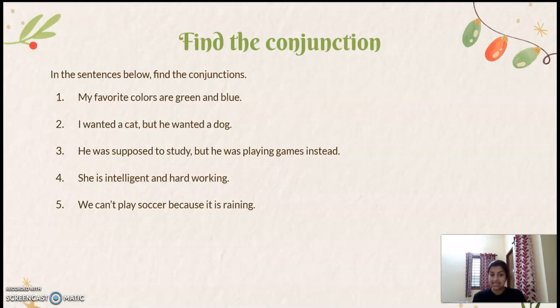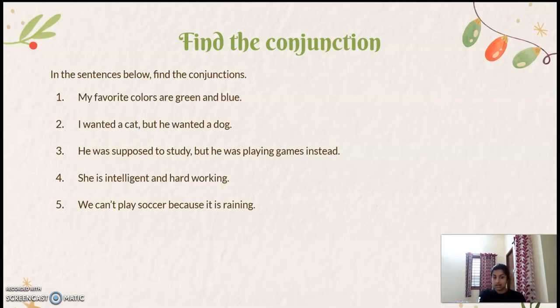So, in this exercise, I want you to find the conjunction. Number 1, my favorite colors are green and blue. Number 2, I wanted a cat, but he wanted a dog. Number 3, he was supposed to study, but he was playing games instead. Number 4, she is intelligent and hardworking. Number 5, we can't play soccer because it is raining. Remember, the conjunctions are fanboys.